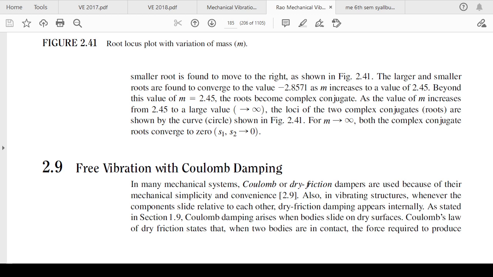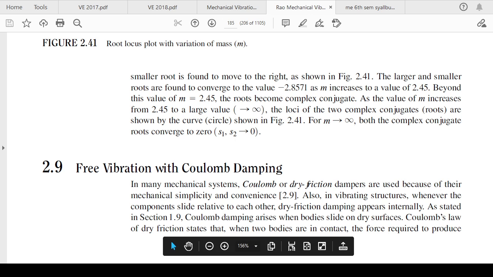As you can see, free vibration with Coulomb damping occurs in dry friction dampers, which are used for mechanical simplicity and convenience. Also in vibrating structures, wherever components slide relative to each other, meaning two components are sliding against each other, you can adopt this damping system.